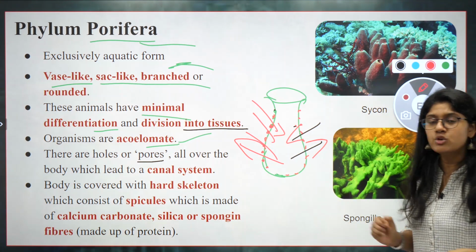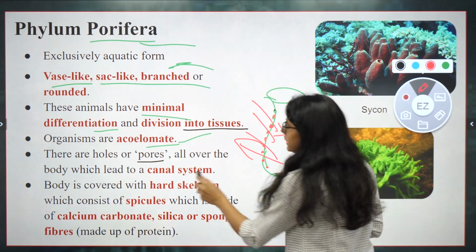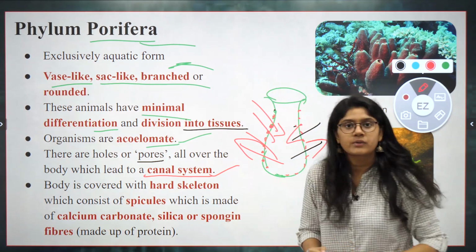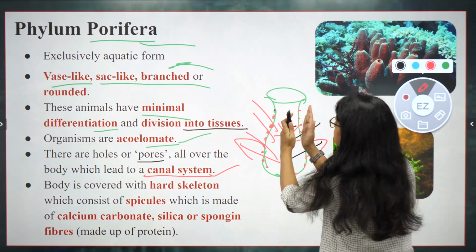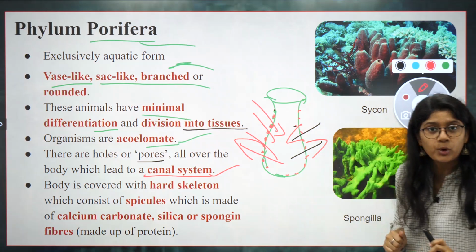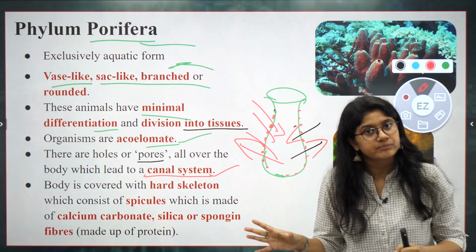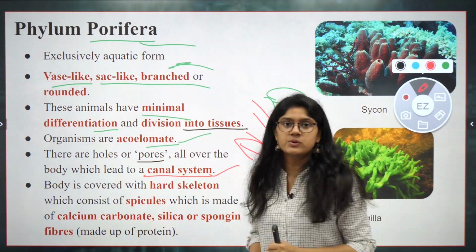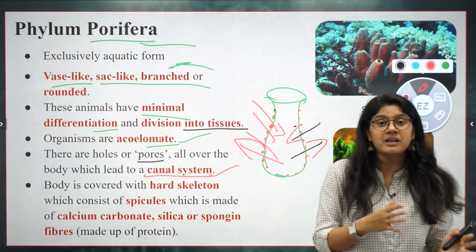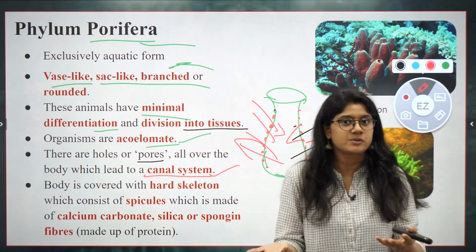Okay, the water can move inside out. They form the canal system. The moment the water is coming and going inside the body, it will carry the nutrition and discard the waste material. So they have small pores which act like the excretory system and the digestive system all together.